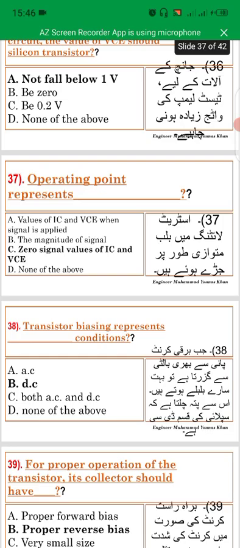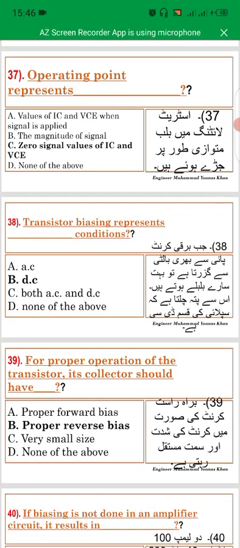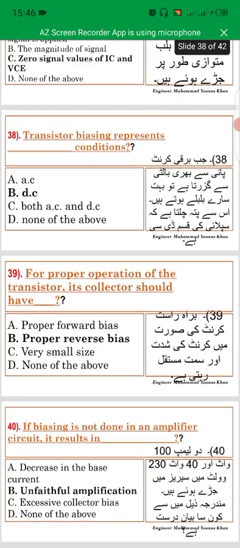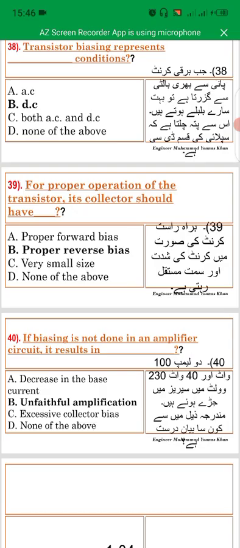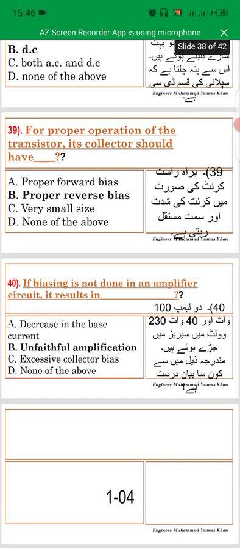Operating point represents zero signal values of IC and VCE. Transistor biasing represents DC condition. For proper operation of the transistor, its collector should have proper reverse bias. If biasing is not done in an amplifier circuit, it results in unfaithful amplification.